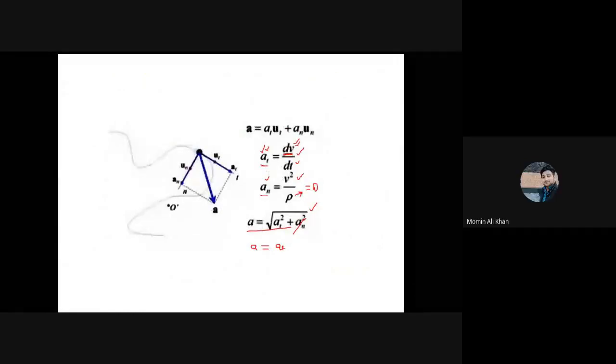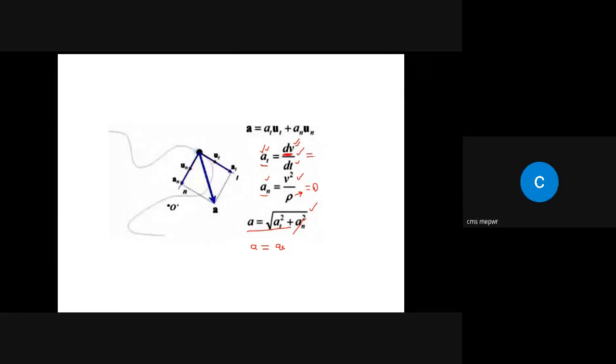In a circular path, the change in magnitude is how much? Zero. So this term will become 0. So magnitude is constant, and any path that it follows will have a certain radius at that instant, so we will be having some value of an. By putting this term equal to 0, a will become equal to an. So from this, what can we conclude?